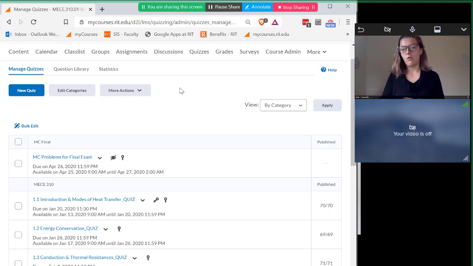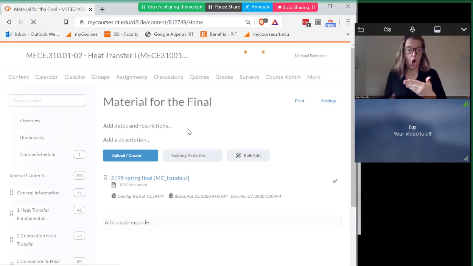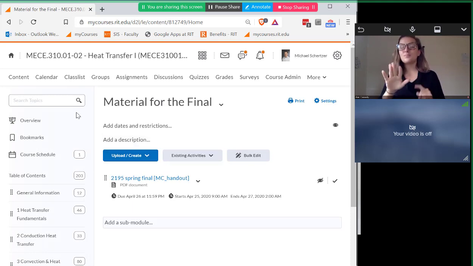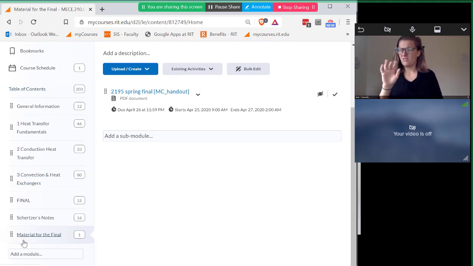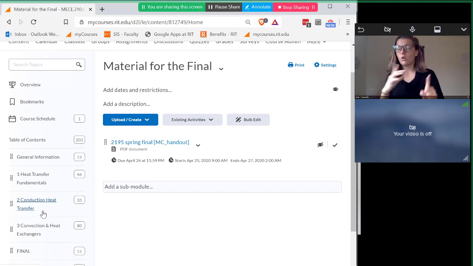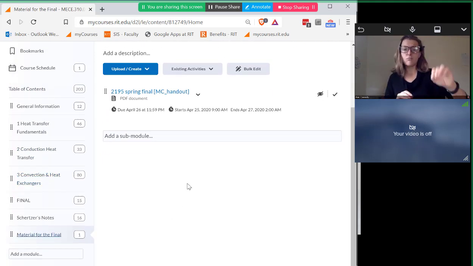Just like when you do your quizzes, you come into quizzes and you pick this one, and it's linked right to your grade on the final. I'll try to have that grade hidden, I think, so you don't see it right away, and then maybe when the exam is over, you'll see what that grade will be. The other place, if for some reason this does not work, is under content, where I made new folders for the material for the final.